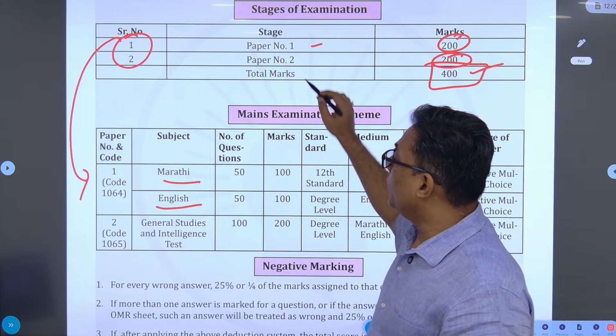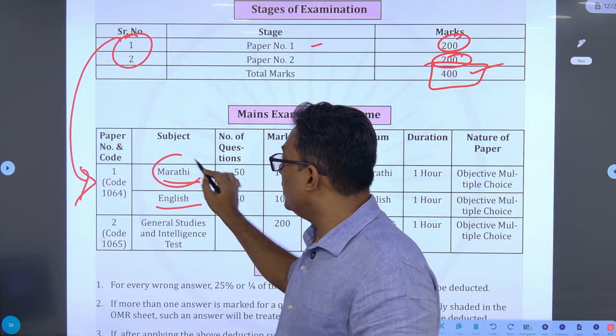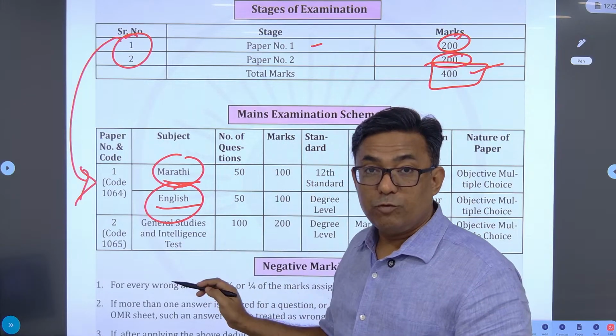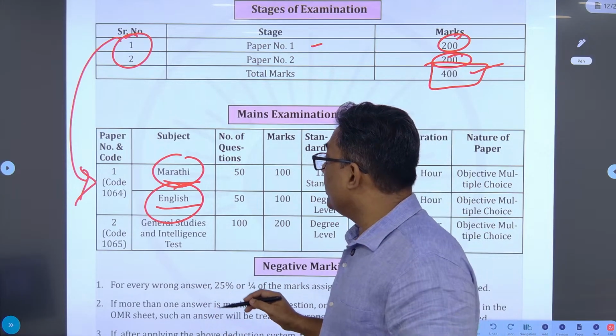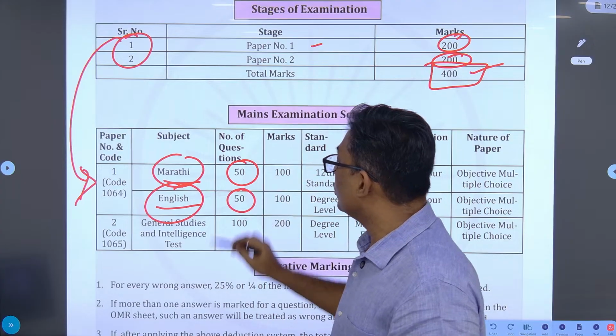Mains, we were looking at two papers. Paper 1 in mains is going to be Marathi and English. All objective questions. You are not going to write anywhere. 50 questions based on Marathi, 50 questions based on English.